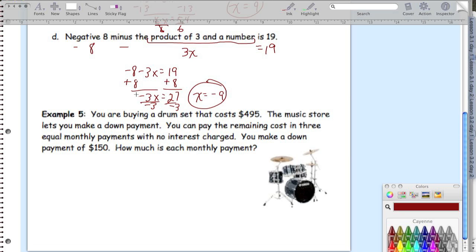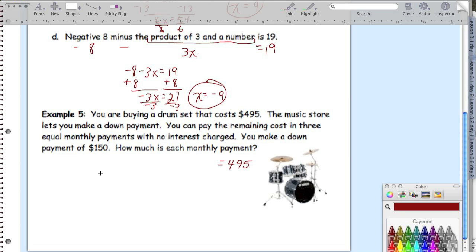Okay, in class we'll talk about what all of this means a little bit more in depth, and we'll go over a good rule of thumb for writing equations based off word problems. But in general, let's take a look. The idea here is that you are buying a drum set, and it costs $495. That's the total. So a good start is to make your equation equal whatever the total is. That's not always, but it's a good start. So it equals $495.